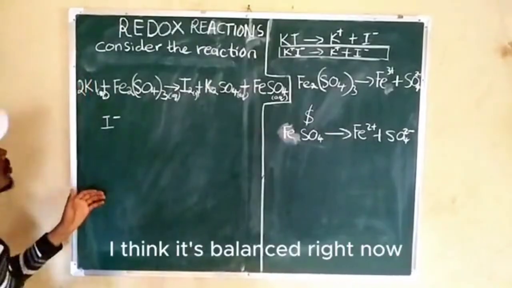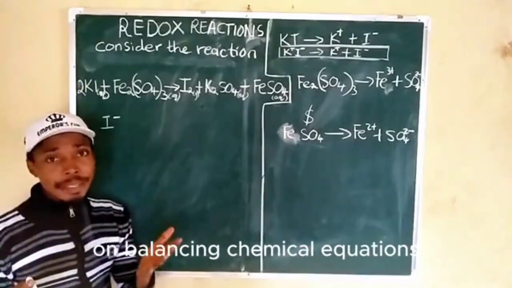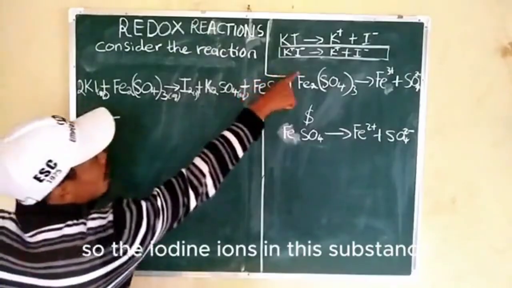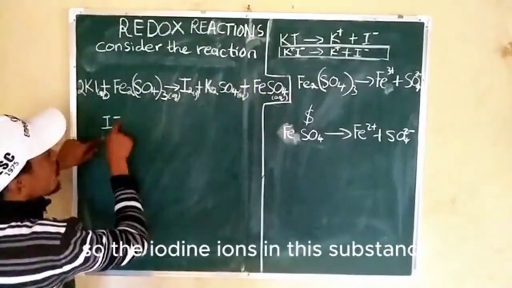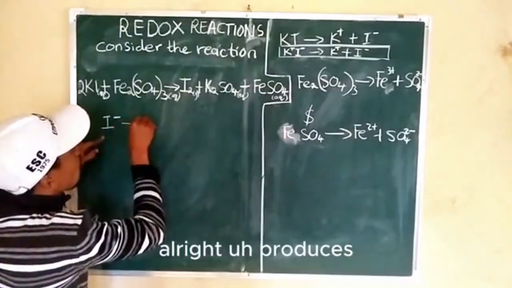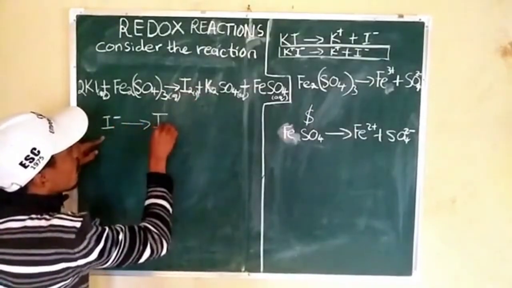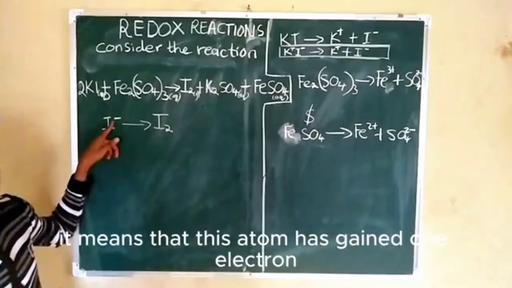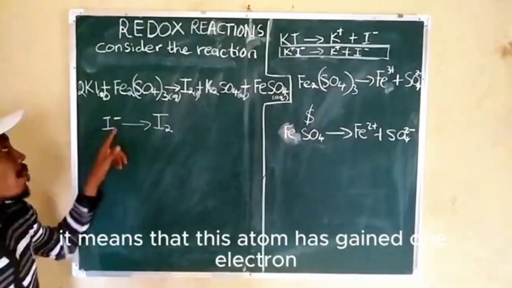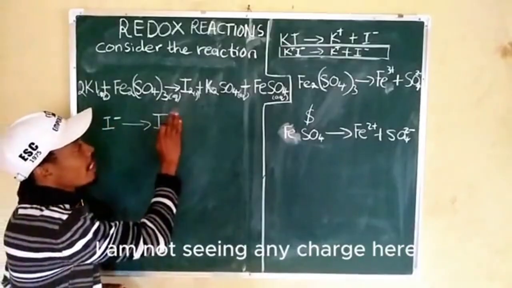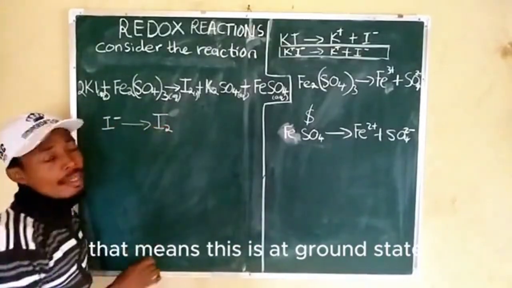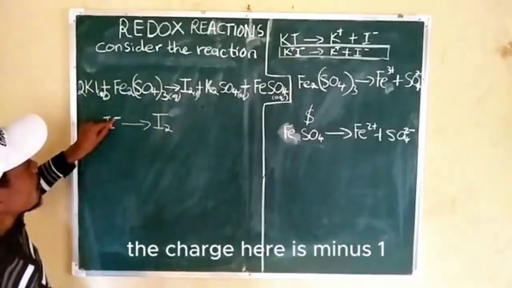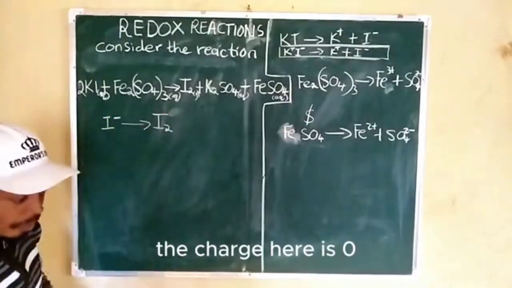I think it's balanced right now. Okay, you can check out my video on balancing chemical equations, and that will be very correct. So the iodine ions in this substance produces this. If you look at this, it means that this atom has gained 1 electron. If you look at this substance, I am not seeing any charge here. That means this is at ground state. That means the charge is 0. The charge here is minus 1. The charge here is 0.